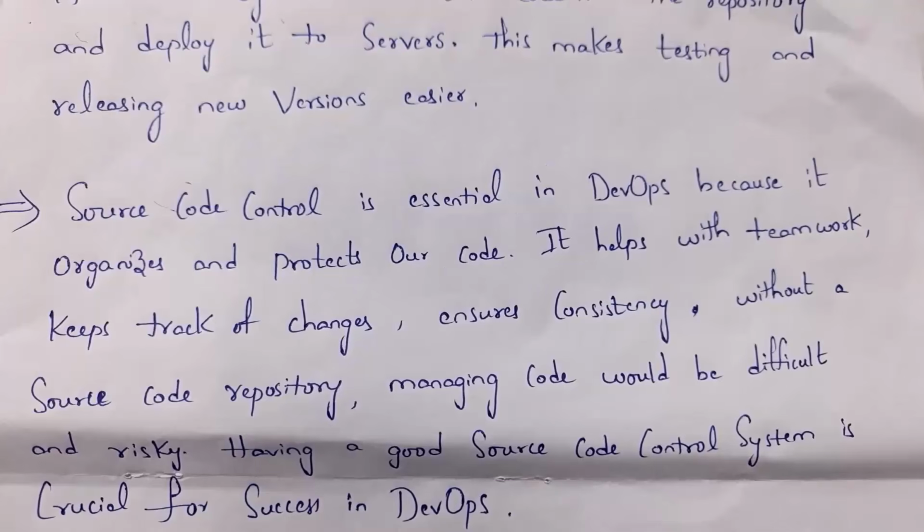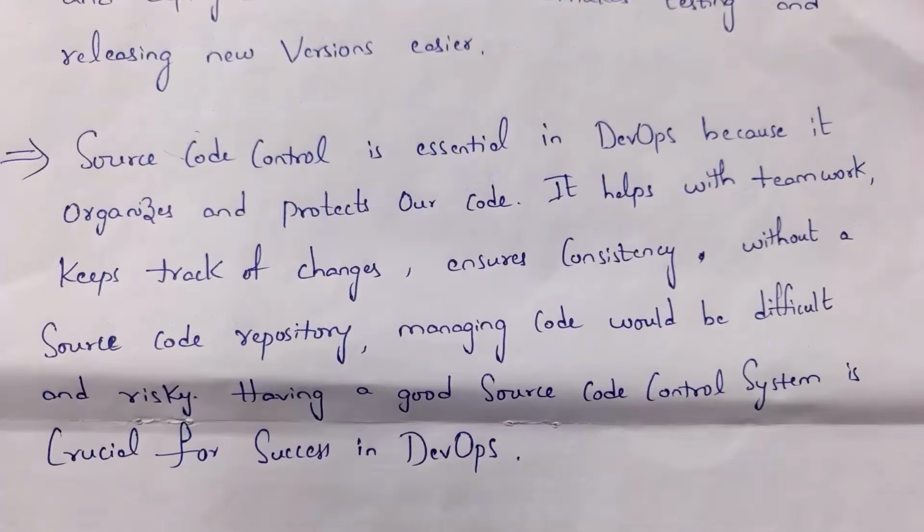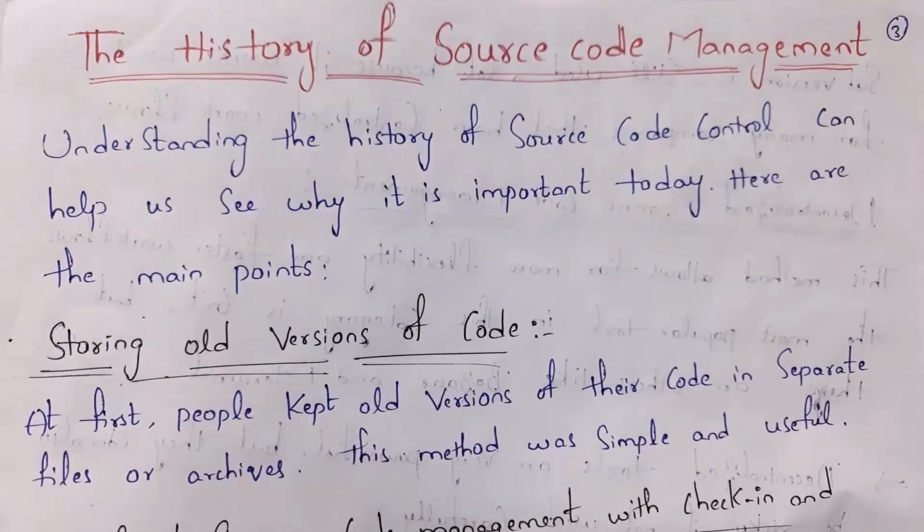So in DevOps, source code control is very important because source code control is a place where we will store our entire project. As the complete project is present in one place, all employees can easily access and manage that project. Without source code control, managing our project is very difficult. So good source code control is very important for success in DevOps.